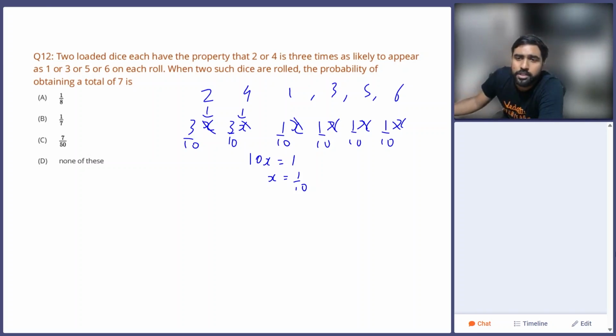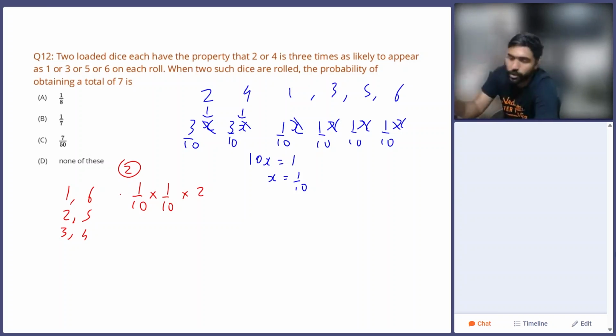Now we have been asked to find the probability of rolling a 7. How many ways can I roll a 7? I can have 1, 6 or 6, 1. Similarly 2, 5 and 3, 4. All of them have 2 cases possible. For 1, 6, what is the probability of drawing a 1? That's 1 by 10. And a 6? That's 1 by 10. I'll multiply by 2, because 6, 1 is also possible.